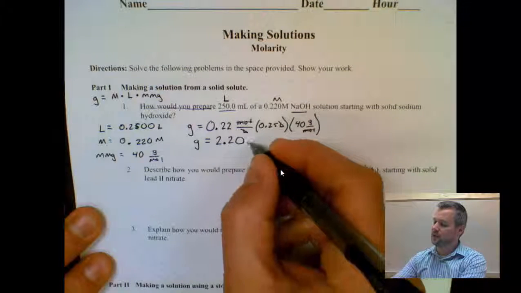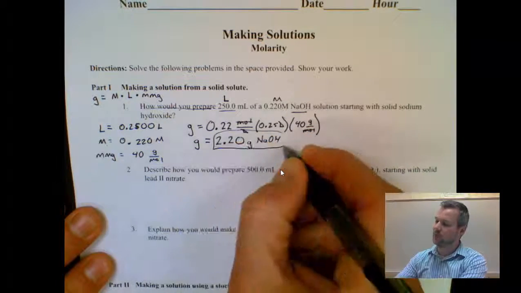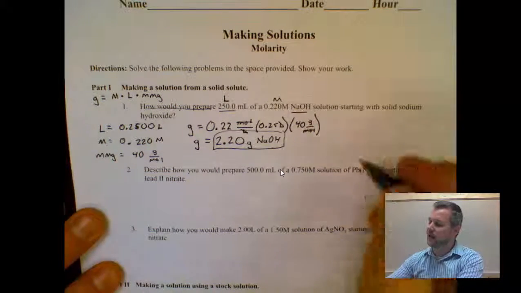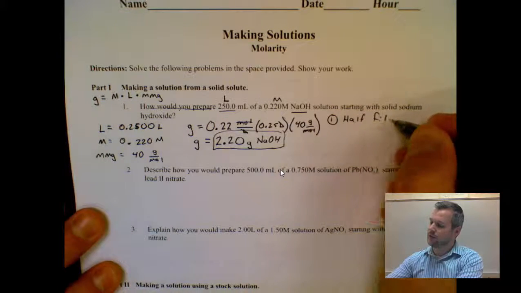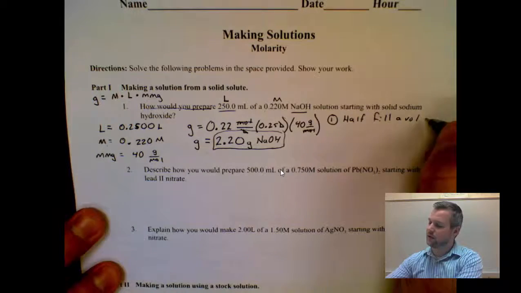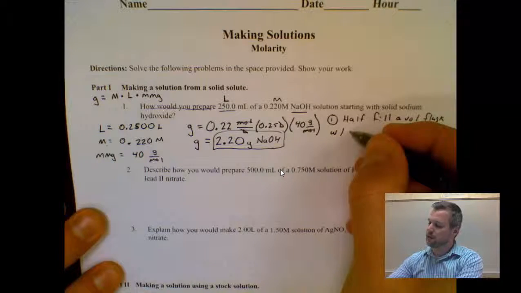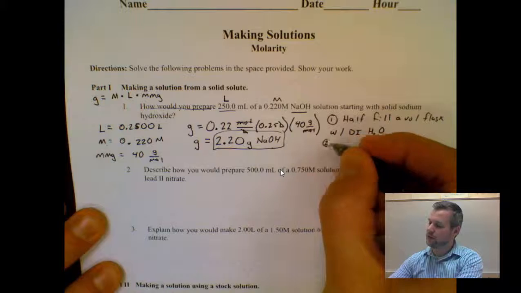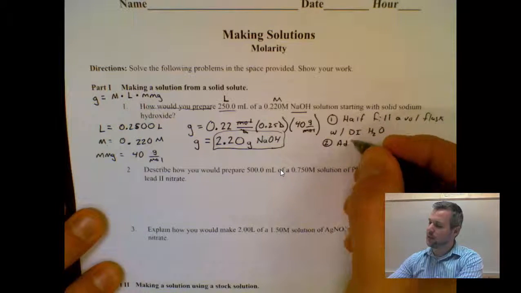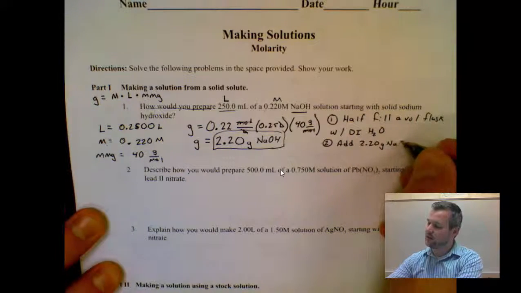So now that we know that this is the number of grams of sodium hydroxide we need, it says, how would you prepare? So we need to describe that. Our steps were half fill a volumetric flask with deionized or distilled water. Then here's where we need to be specific. Add 2.20 grams of sodium hydroxide. So this is what we just calculated. And dissolve.